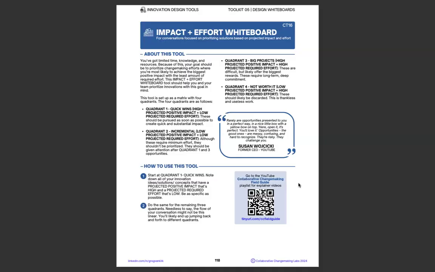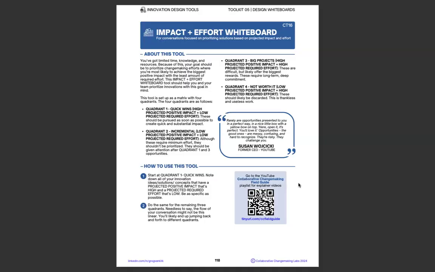So about this tool: you've got limited time, knowledge, and resources. Because of this, your goal should be to prioritize change-making efforts, or any efforts for that matter, where you're most likely to achieve the biggest positive impact with the least amount of required effort. This impact and effort whiteboard tool should help you and your team prioritize innovations with this goal in mind. This is for analyzing existing innovations and solutions, but certainly also when you're whiteboarding and trying to design new ones. This tool is set up as a matrix with 4 quadrants.